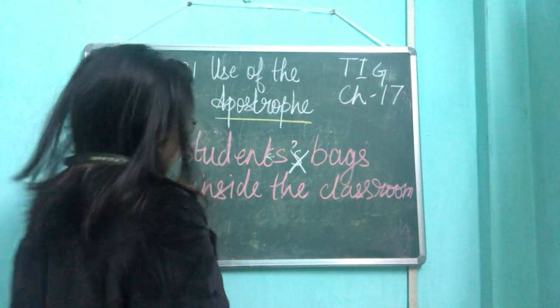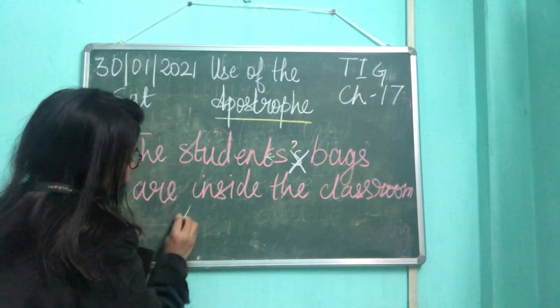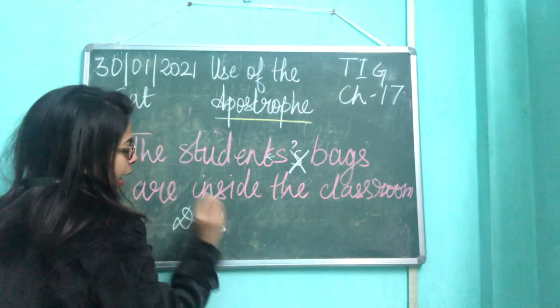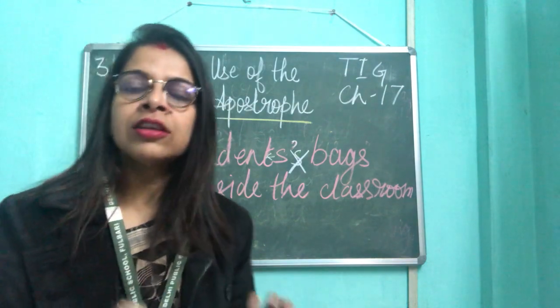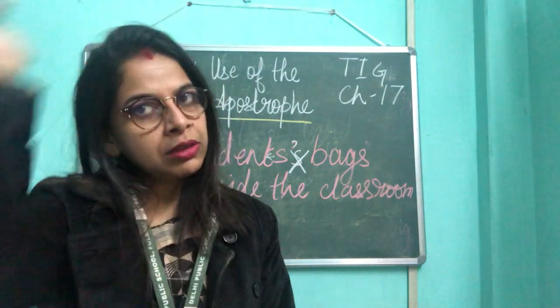This is wrong. There are surnames you will come across, like Das. It is Mr. Das's bag. So you will put the apostrophe after the S. Whenever there is a noun with an S at the end, the apostrophe comes after the S.